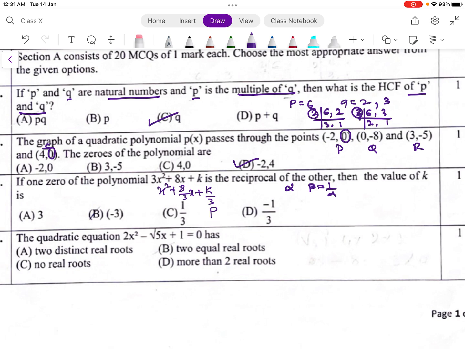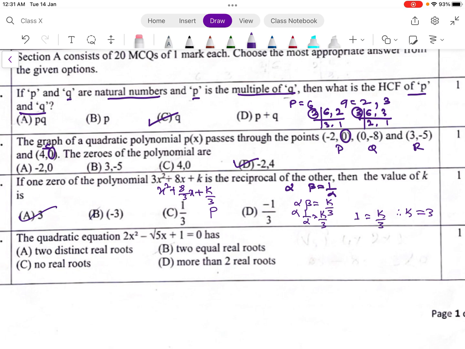So now product is nothing but alpha into beta equals k by 3. But here alpha into 1 by alpha equals k by 3. So therefore 1 equals k by 3. So therefore k equals 3. Okay, so option A is the correct option.